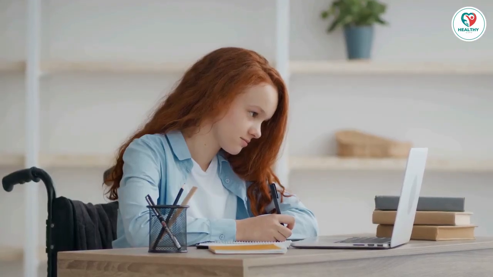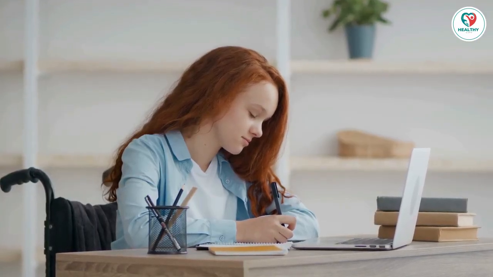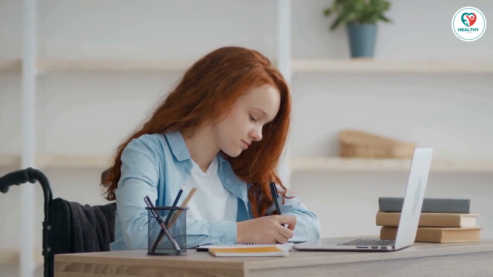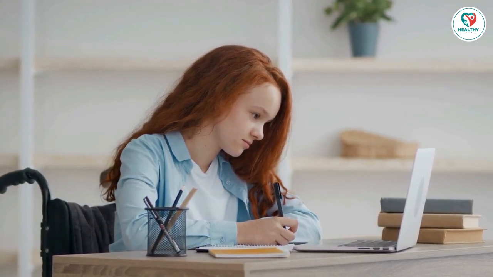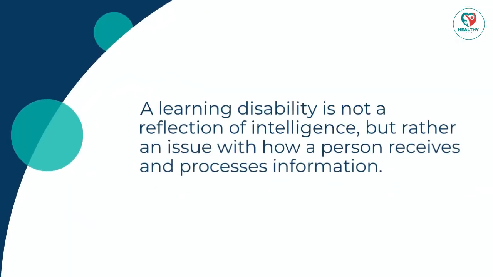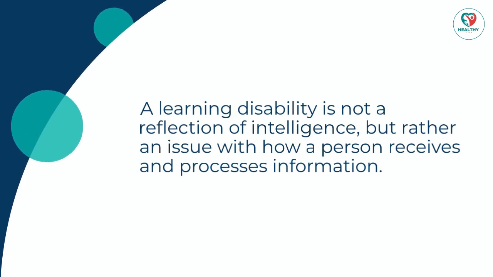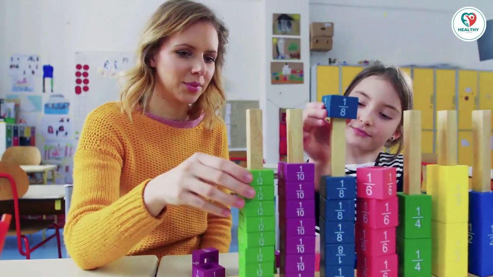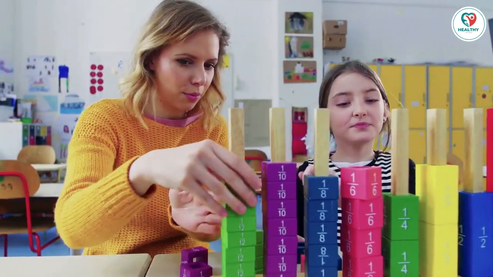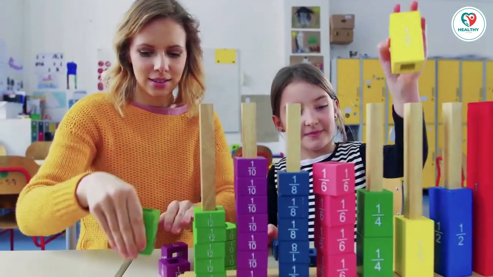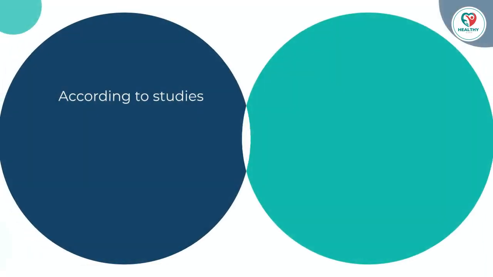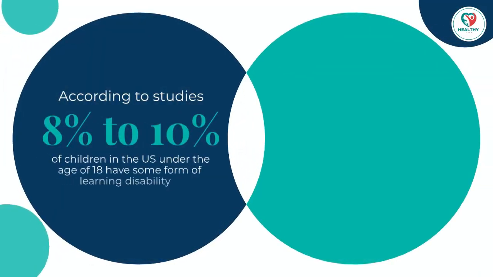1. What are learning disabilities? To start, let's answer the big question: what exactly is a learning disability? A learning disability is not a reflection of intelligence, but rather an issue with how a person receives and processes information. This can affect their ability to read, write, do math, or even follow directions. According to studies, around 8% to 10% of children in the U.S. under the age of 18 have some form of learning disability.